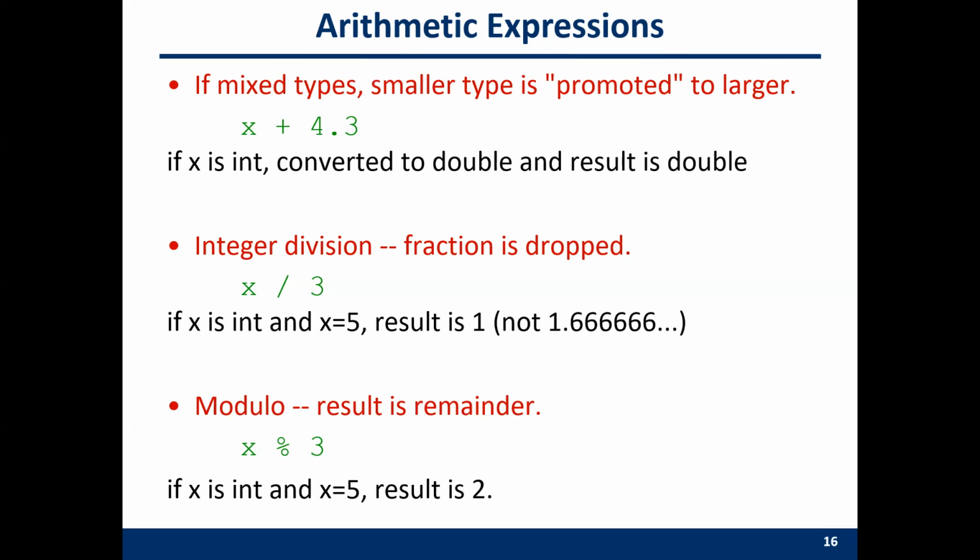And here is a division. If x is an integer, the result here is also an integer. The fraction part will be discarded. So if you want to have this value, not just the integer, you need to convert to double. And for modulo, the result is just a remainder.